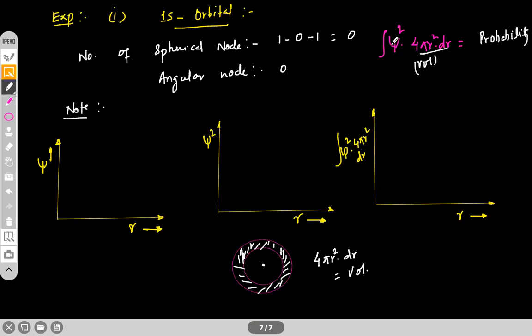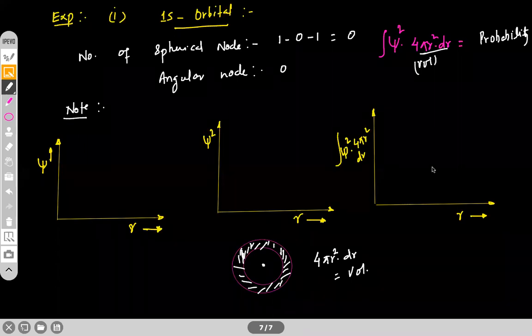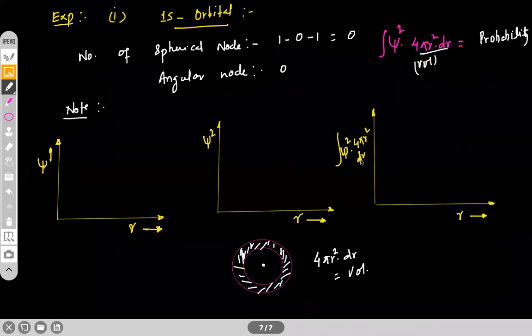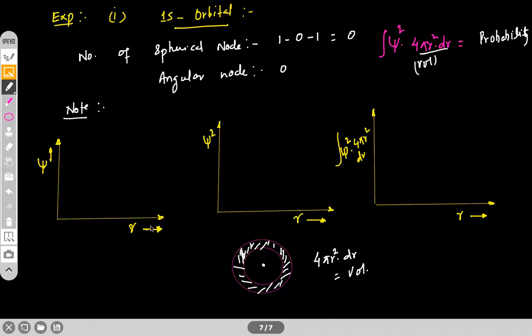Yes, because psi square is the probability density function of an electron. Psi is related to the electron only. So whatever psi square gives, it is for the electron only. So these three graphs are the wave function with radius, probability density function with radius, and the probability with radius. I am drawing this graph for 1s.